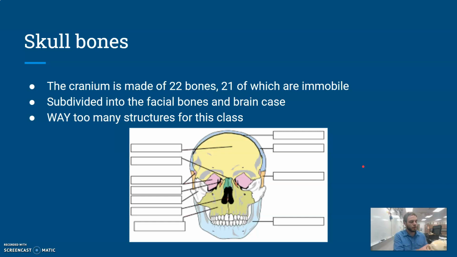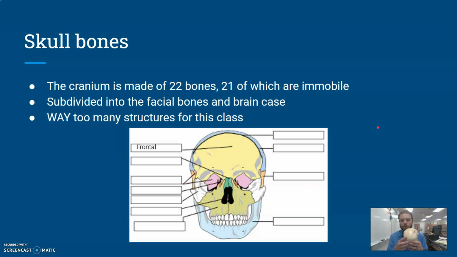So we'll start off with your cranium here. In your head, you have about 22 bones contributing to the head itself, not including those that are part of your ear ossicles. Of these 22 bones, 21 are immobile. The only one that can move is your jawbone. And as high schoolers, I know you all are very familiar with that. You all love to move your mandible. There are a lot of different bones here. Obviously, 22 bones, way more than we're going to cover in this class. So I just wanted to highlight a few here.